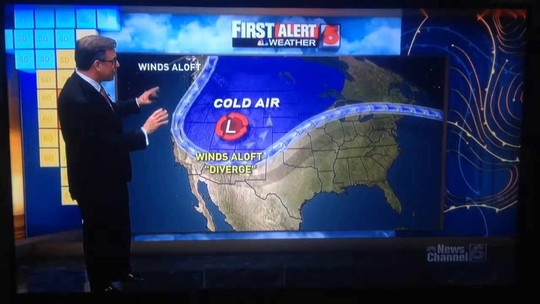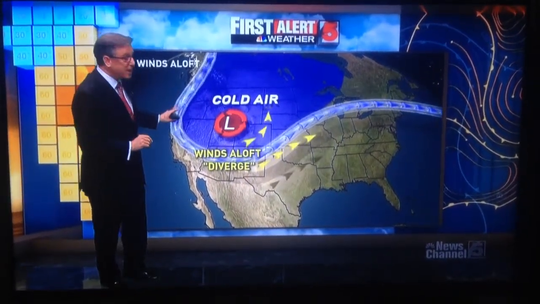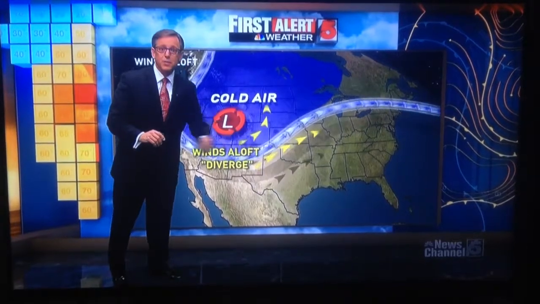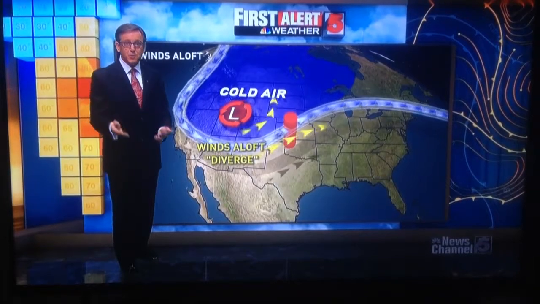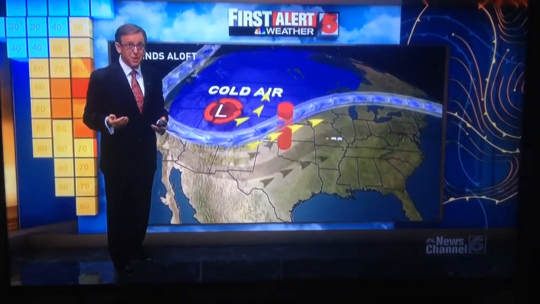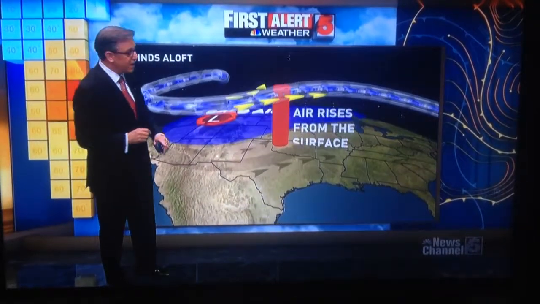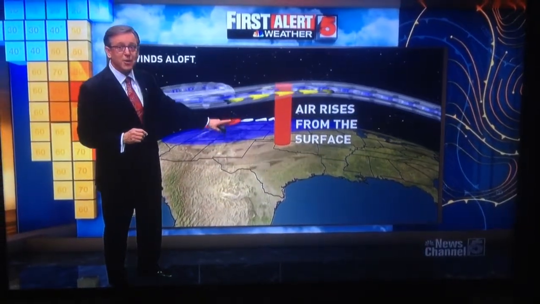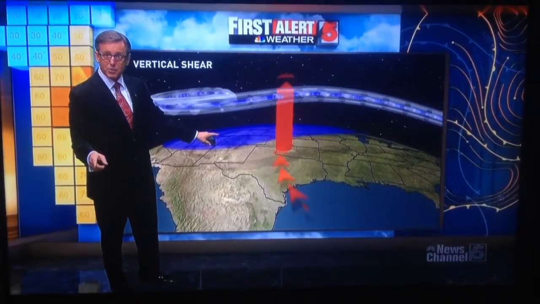We have an upper level low pressure system. It's causing winds to move to the north in some cases, but in other cases sending winds to the east. Now that encourages air to rise from the surface, which is the development of our updraft. You go to the surface, you will find, in this case, very moisture-rich air coming in off the Gulf of Mexico straight from the south. South winds at the surface.